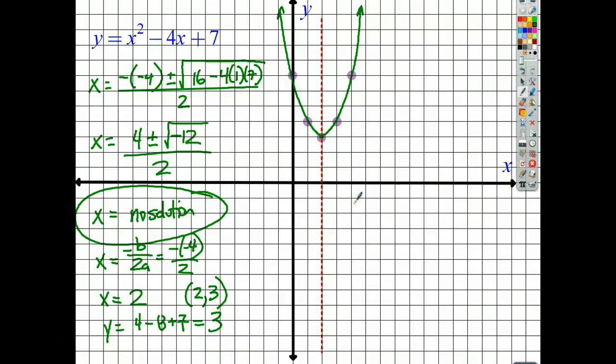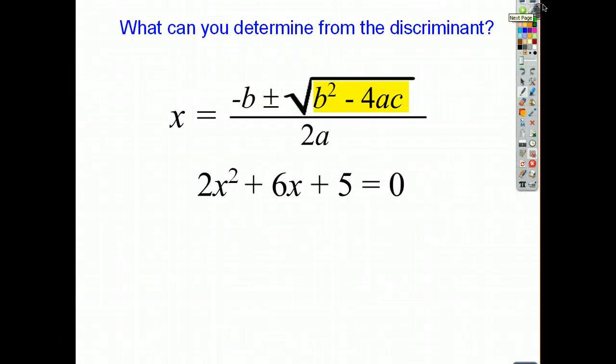So let's review here. Why don't you go ahead and see what you think you can determine from the discriminant, just using the discriminant, b squared minus 4ac. Pause this one, and tell me what is the discriminant for 2x squared plus 6x plus 5? And then what does that tell us? What did we learn from that? So go ahead, pause the video, and figure out the discriminant. All right, so let's figure it out.